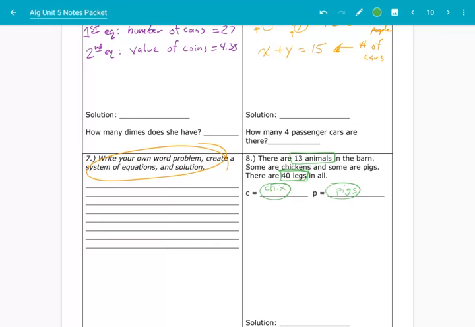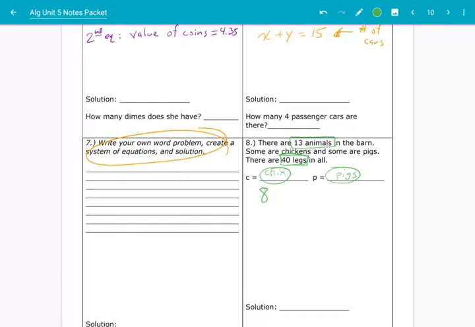Oh yes, I'm stretching. Those donuts are taking their toll. Chickens have, that's right, 8 legs, and pigs only have the one. Oh wait, I forgot what planet I'm on. Yes, chickens have 2 legs, and pigs have 4 legs. So 2c plus 4p equals 40 legs in all. There are 13 animals in the barn.